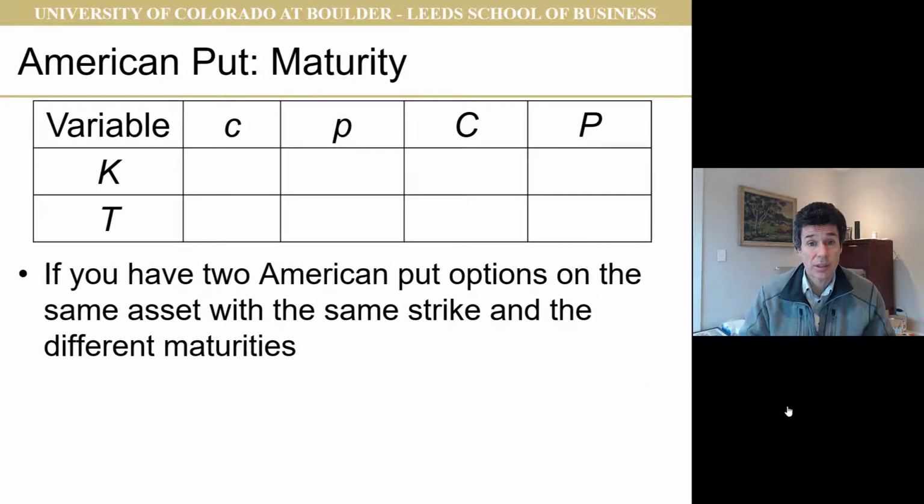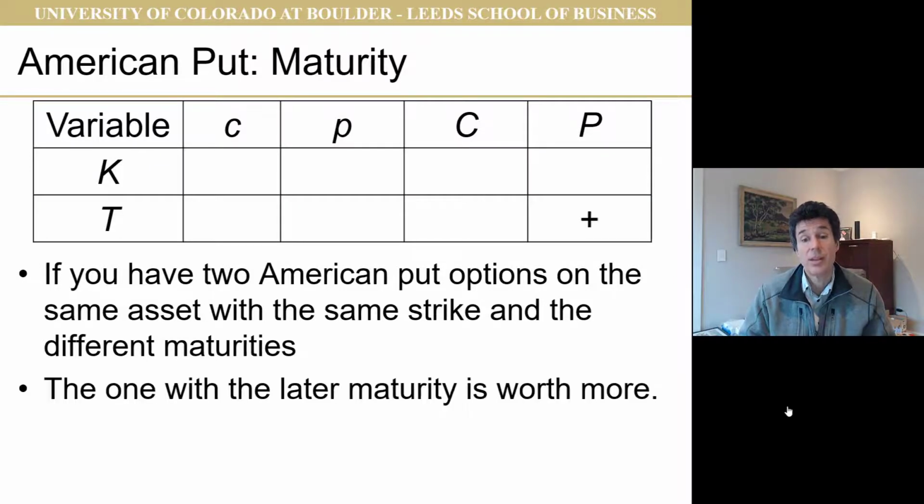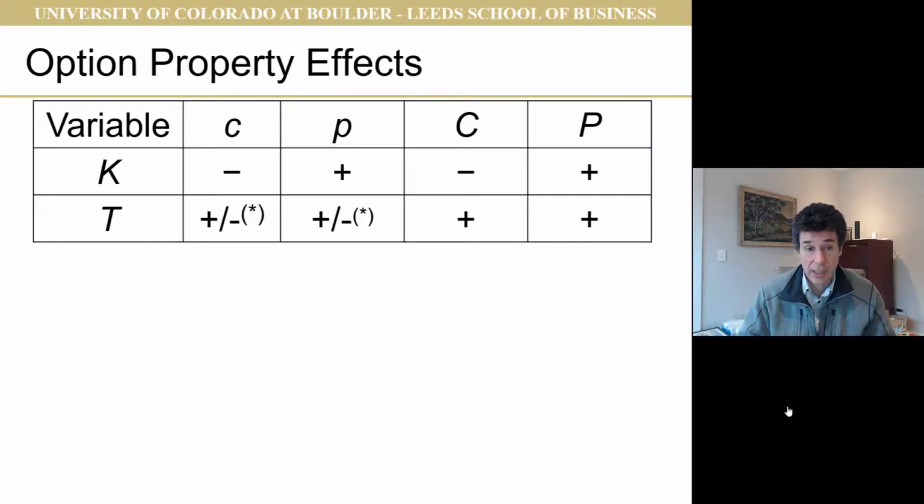American put options work the same way. If you have two American put options on the same asset with the same strike and different maturities, the one with the later maturity is worth more. So just to summarize, for call options, if the strike goes up, the price of the call goes down. For put options, if the strike goes up, the price of the option goes up.